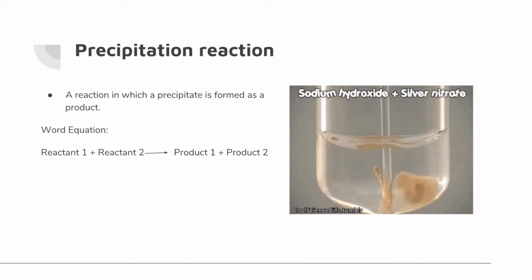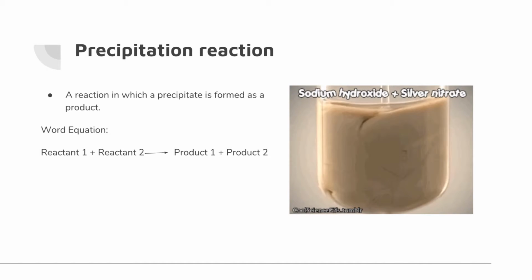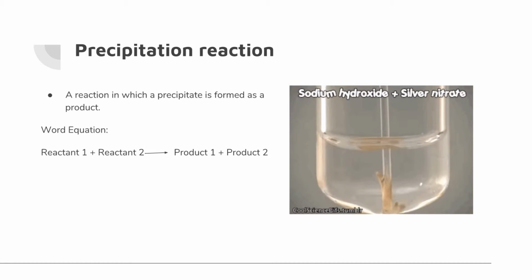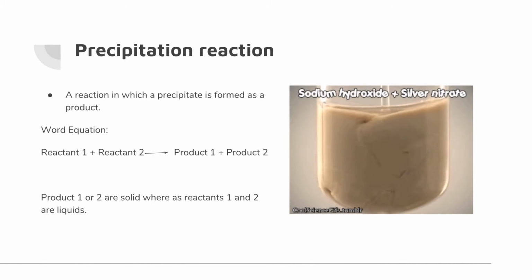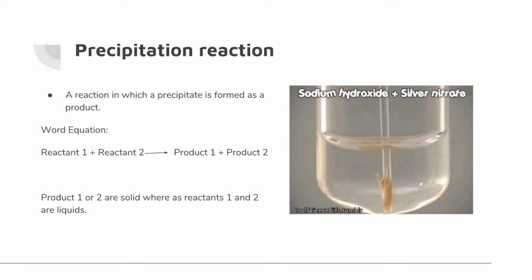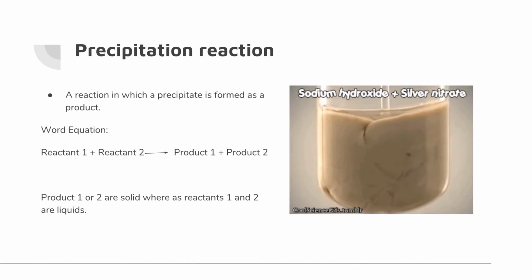The word equation for this reaction says two reactants, reactant 1 and 2, react together. The molecules rearrange to form product 1 and 2. Either product 1 or product 2 would be the solid, and reactants 1 and 2 are usually liquids.